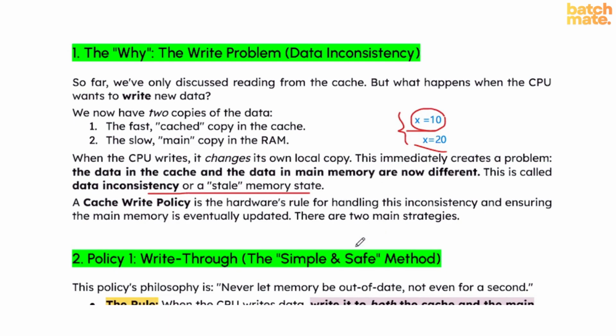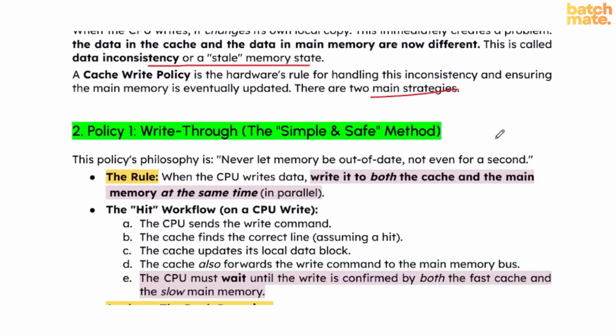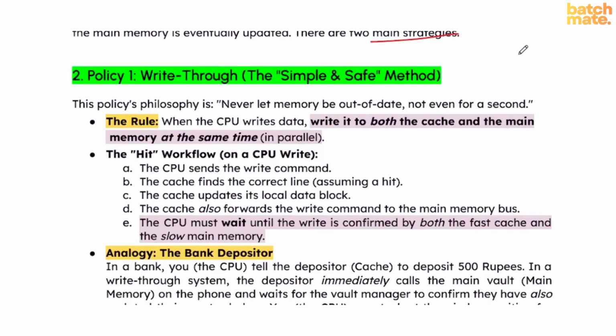We have two main strategies to fix this. Write through, the honest, slow way, and write back, the lazy, fast way. Now remember one thing, that these two policies happen for the cache hit situation. We'll talk about policies for cache miss later. So, now let's break them down.